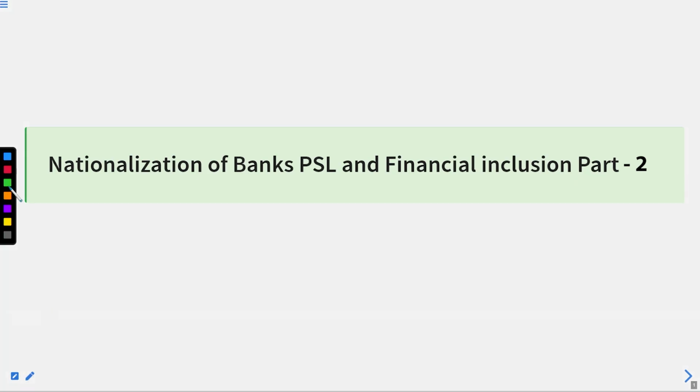So students, as you know, in the previous lecture we had started our discussion over these three things: nationalization of banks, public sector lending, PSL, and financial inclusion. These were the three things on which we had started our discussion, and that was our part one. In part one, we had discussed several things.